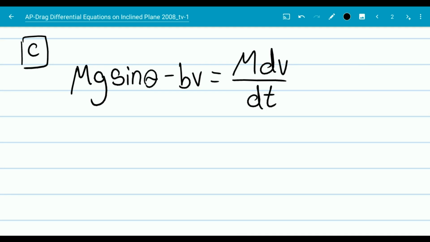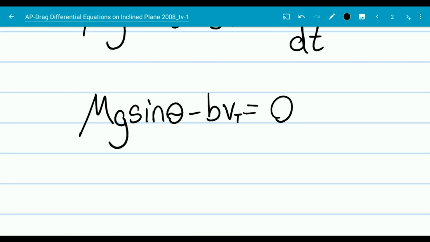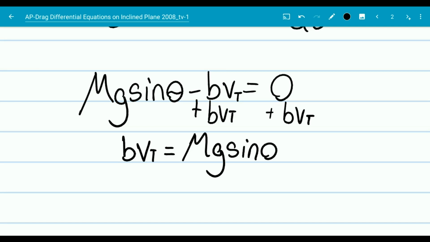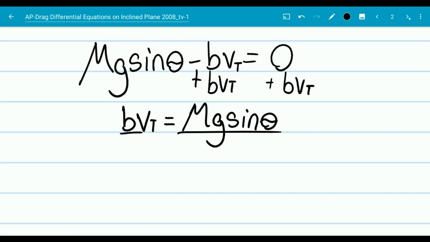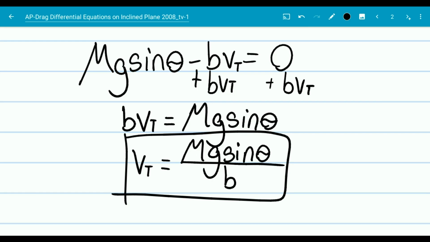That's its maximum velocity, and that's why it's called terminal velocity. At that terminal velocity, if the velocity isn't changing, that means the skier is not accelerating. Therefore, the acceleration is 0. So what we get is mg sine theta minus bv has to equal 0, because dv over dt is equal to a, and a equals 0. I'm going to call this vt for terminal velocity, adding a little subscript t. If we want to isolate vt, we add b vt to both sides, and we get b vt equals mg sine of theta. It's just a matter of dividing by b on both sides, and we get vt, or terminal velocity, equals mg sine of theta over b. And there is your terminal velocity, the answer to part C.